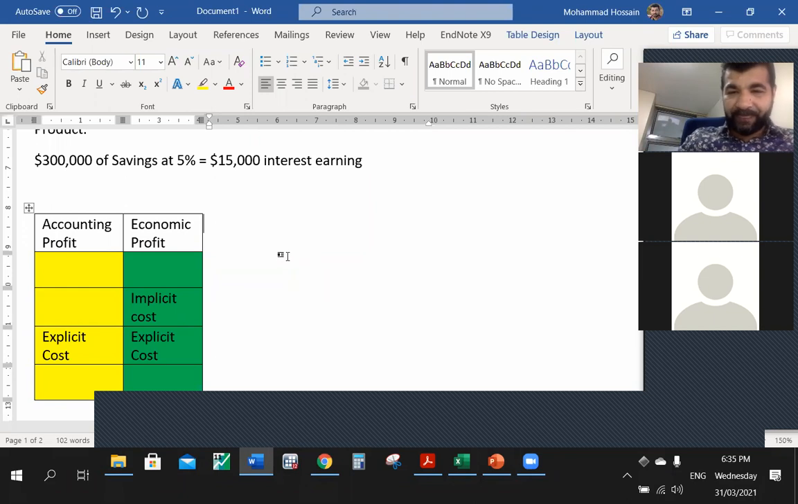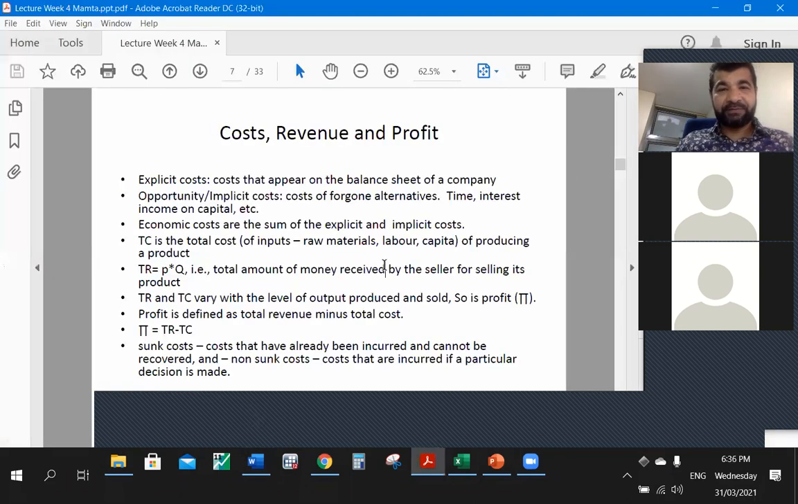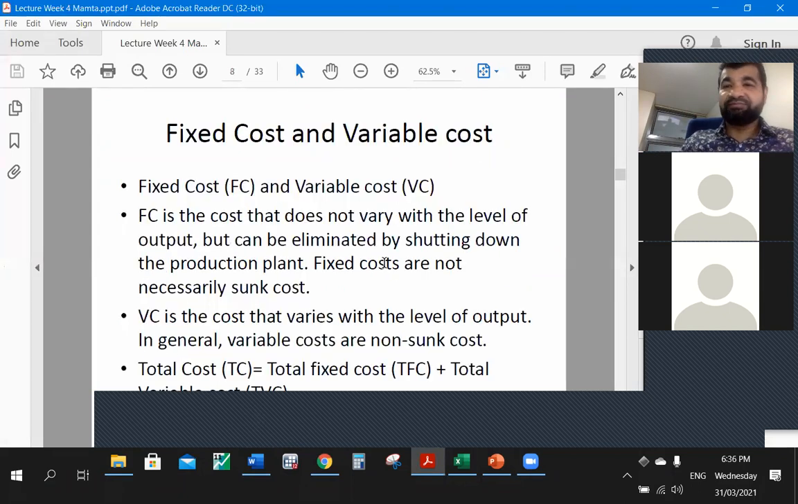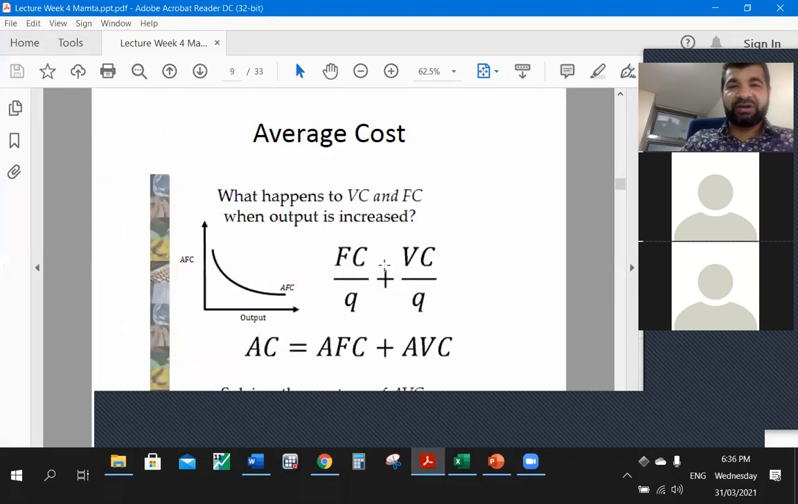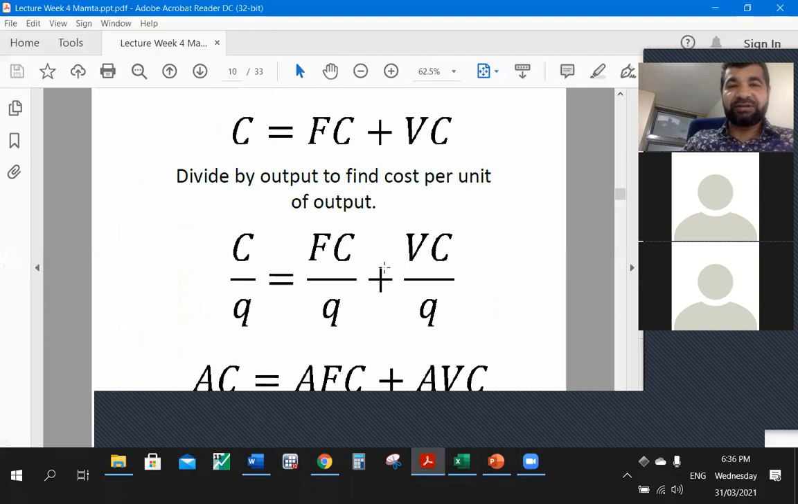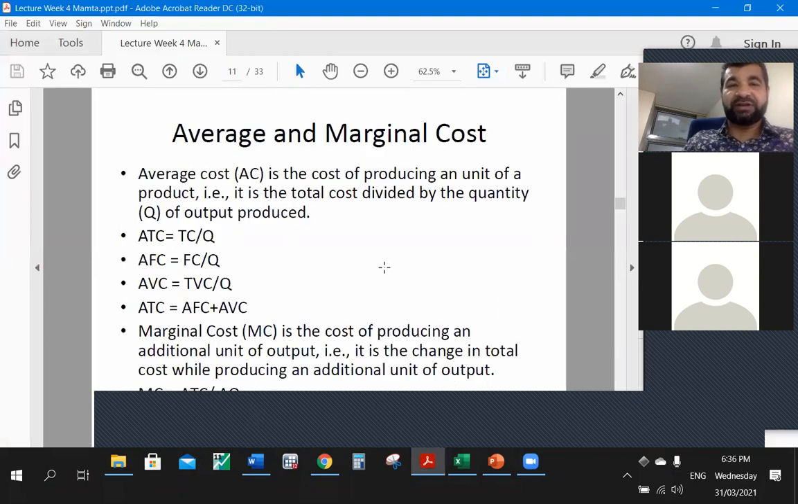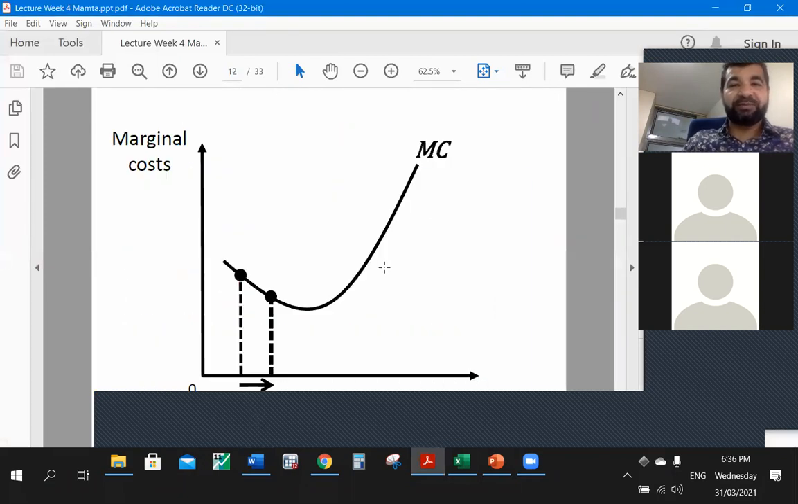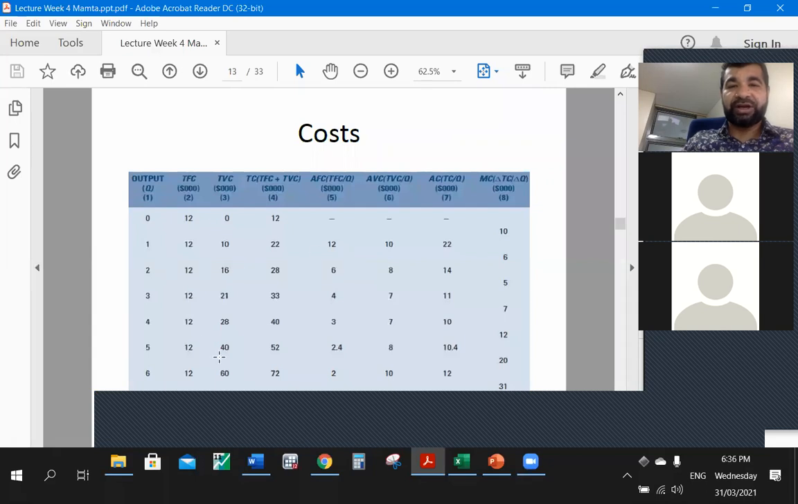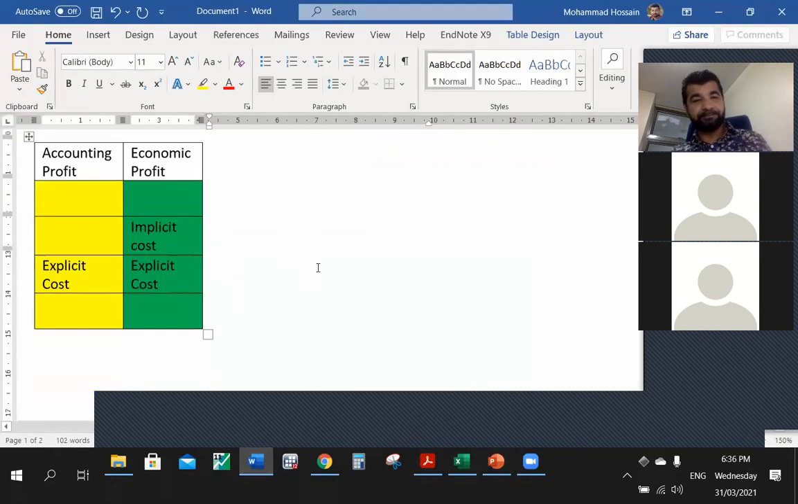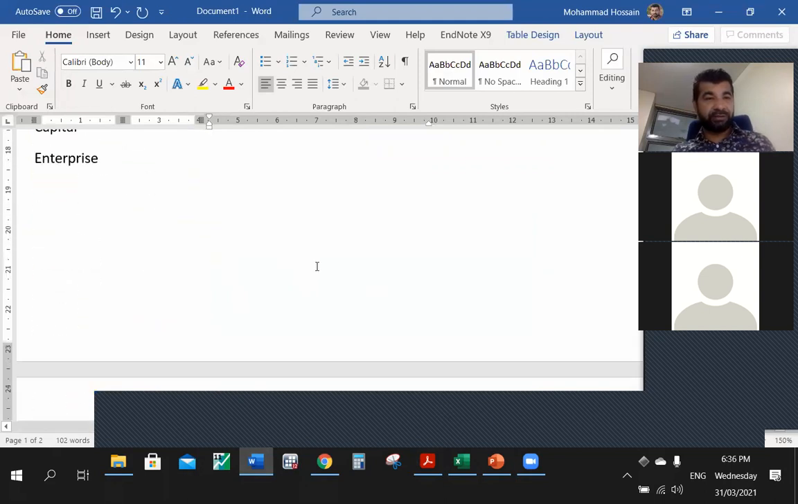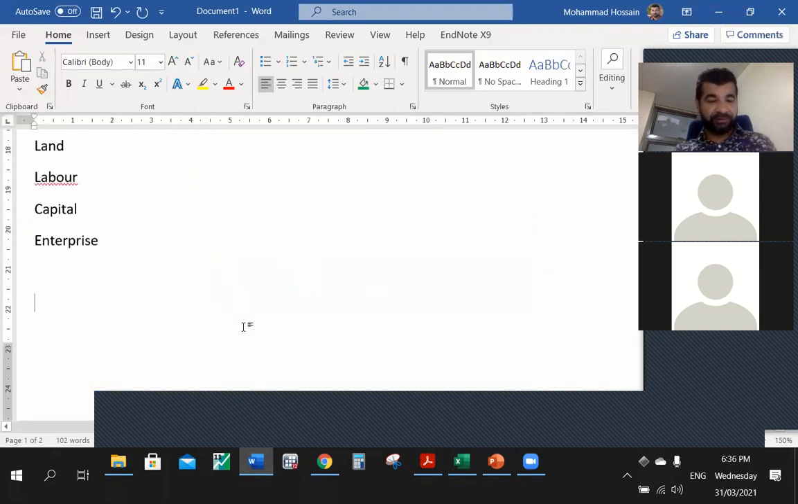Okay, now let's move on. Now we'll be talking about different types of cost: fixed cost, variable cost, average cost, average fixed cost, average marginal cost. We'll talk about these things. This is a cost chart here. We'll talk about it now. What is fixed cost? Let me move on to the next page.